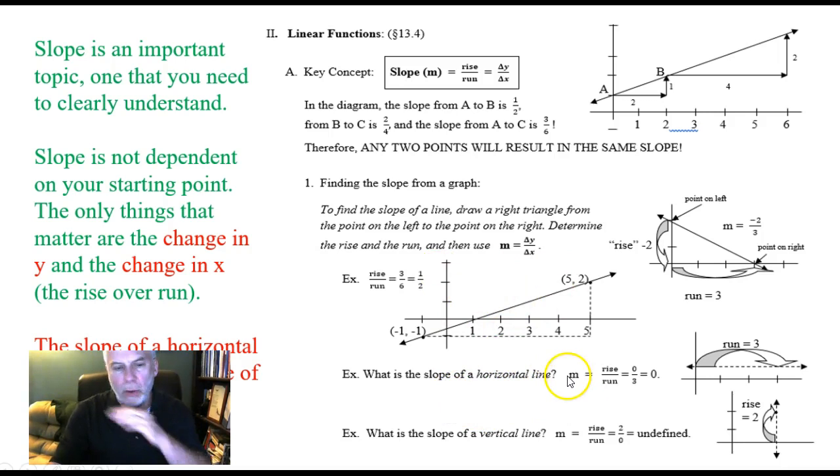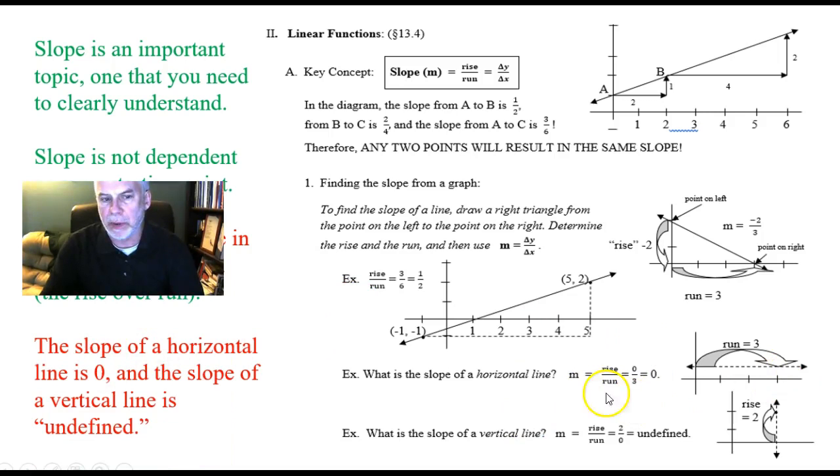Now, in a horizontal line, it doesn't have any rise. A horizontal line is not rising at all. So it's a 0 rise over whatever the run is. In this case, it was a run of 3. All right, so the slope of a horizontal line is 0.